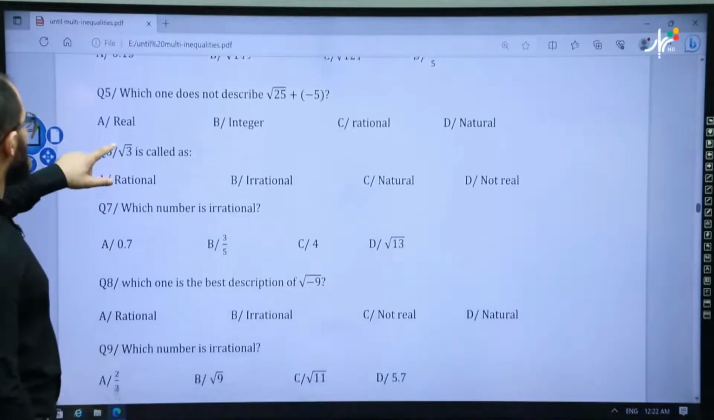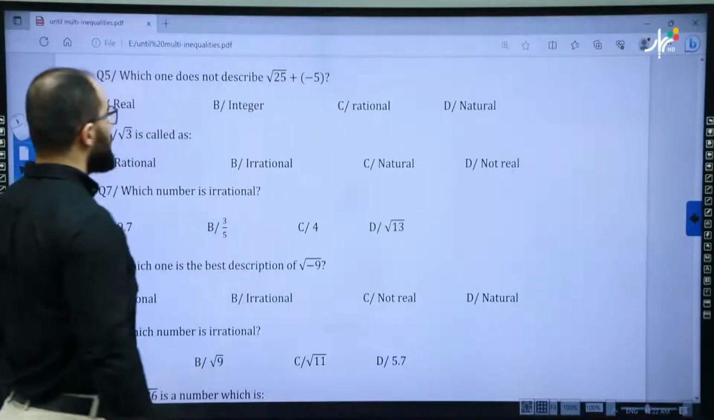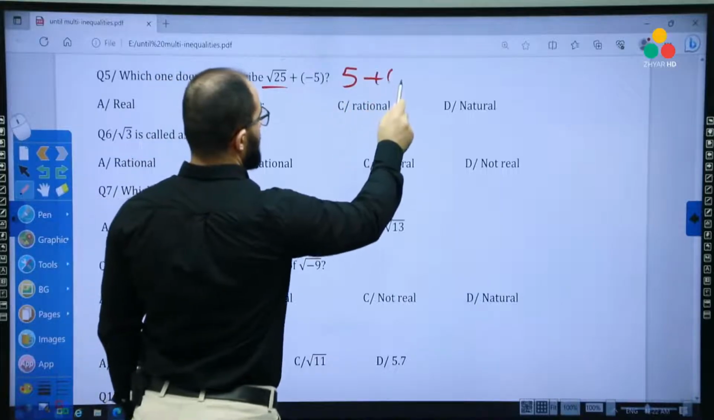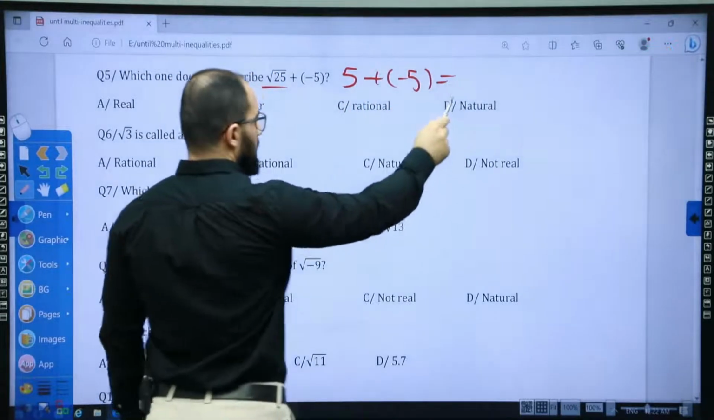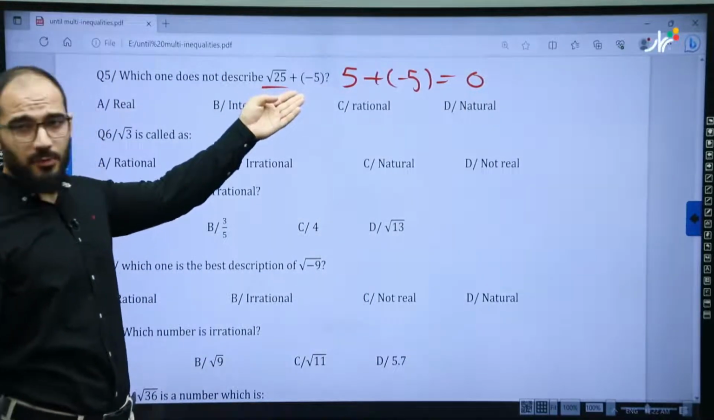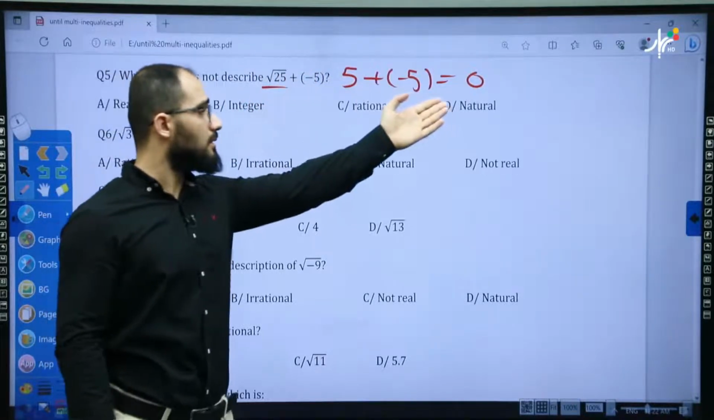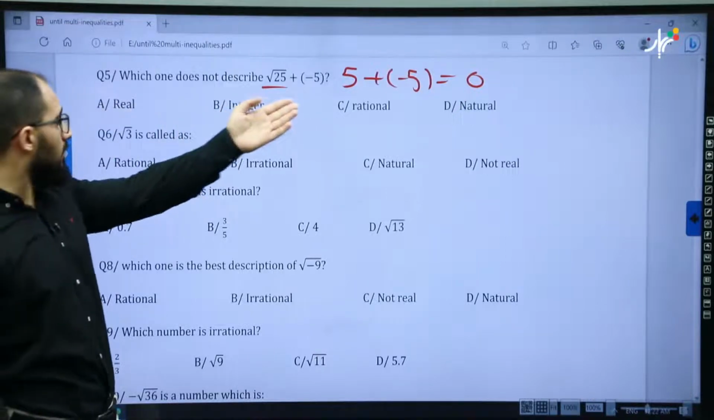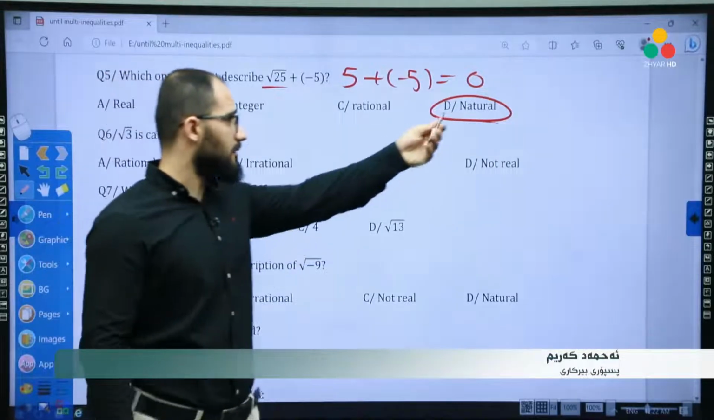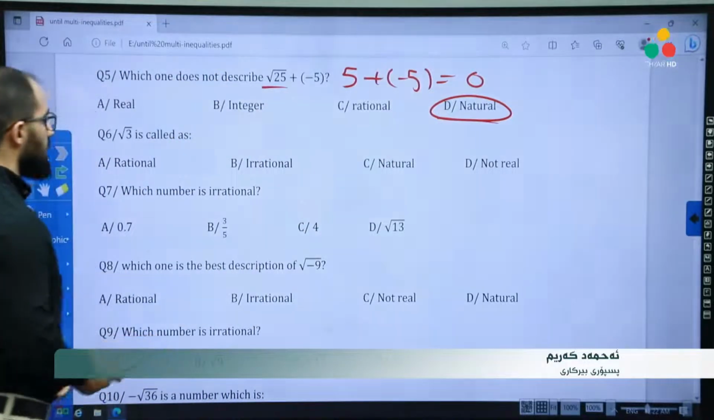So example 5, question 5, we have this one. We have to simplify it. The square root of 25 is 5. 5 plus -5 is equal to 0. So it says which one does not describe this expression. After we simplify that expression, we got 0. So which one does not describe 0? It is natural. Natural does not describe 0, because we said 0 is not included here. It's included in whole numbers.